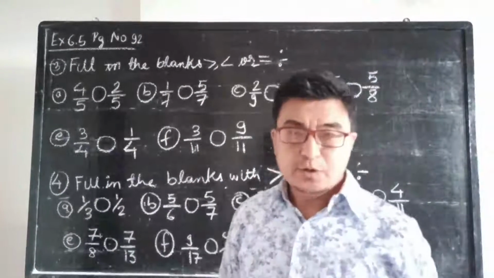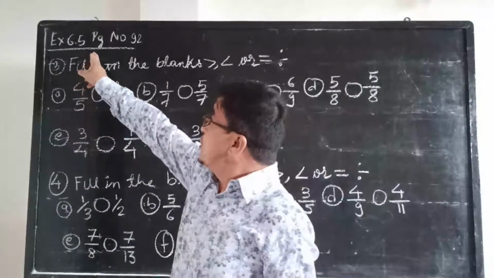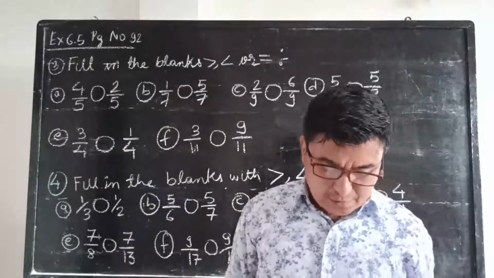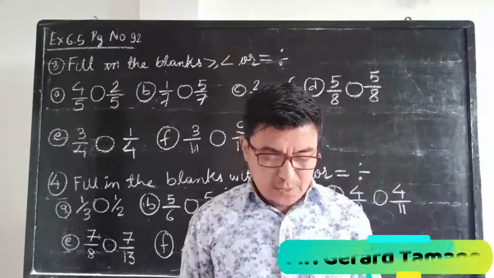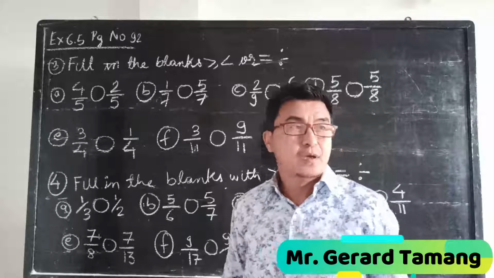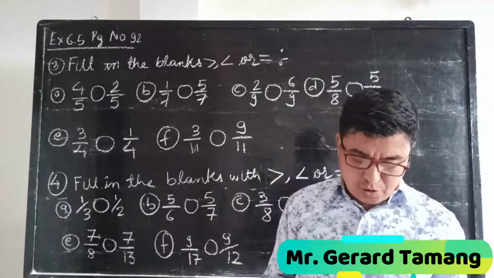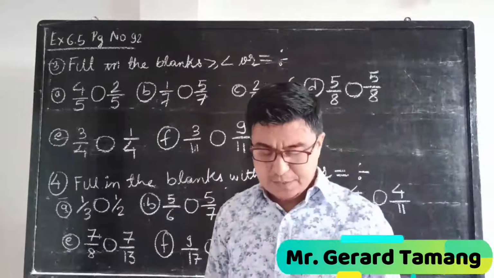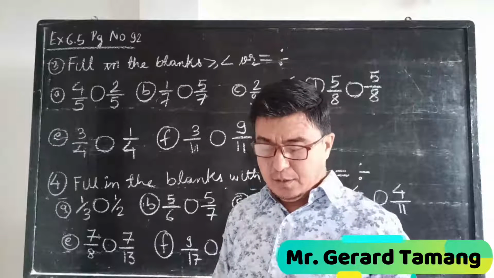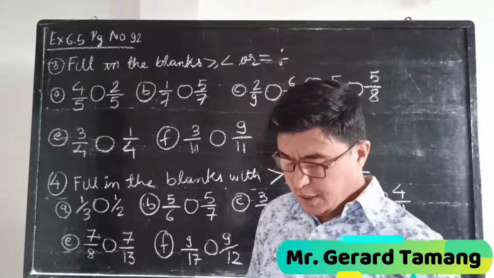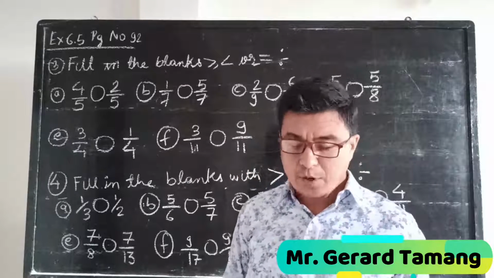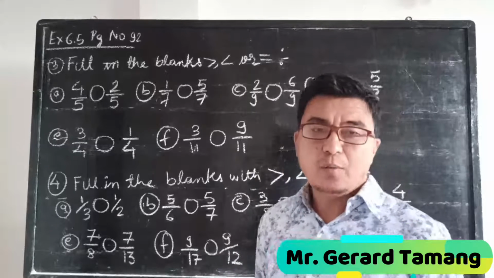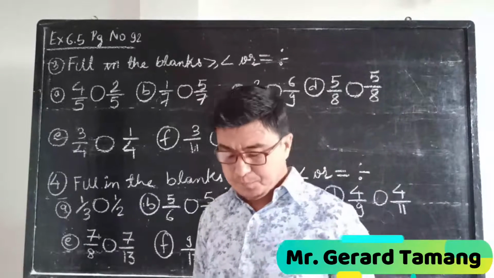All class 4. Today we will do exercise 6.5 on page number 92. Now look at page number 92. Number 1. Fill in the blanks with greater than, smaller than or equal to. Now look at those figures. A, 3 parts out of 4 is shaded, and in the second one part out of 4 is shaded. Now which one is big? 3 upon 4 or 1 upon 4?